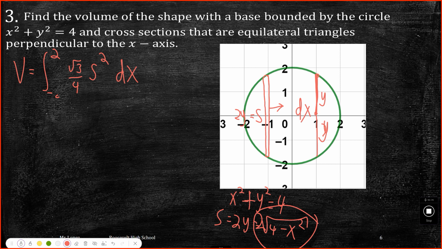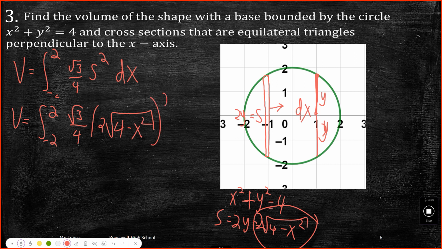So the volume will equal the integral from negative 2 to 2 of square root of 3 over 4 times s, where s is going to be 2 square root of 4 minus x squared, the quantity squared, dx. Yep, put that in the calculator, that should work.